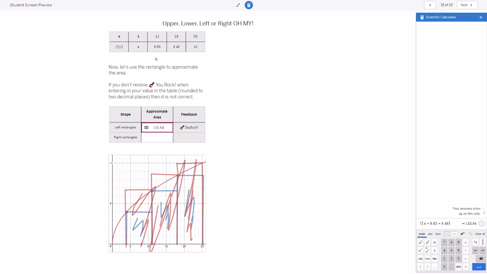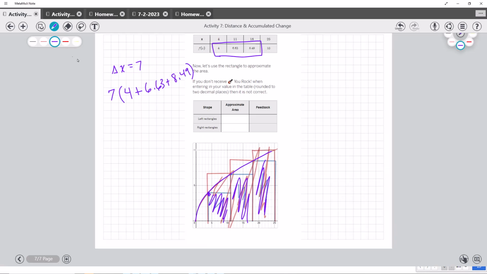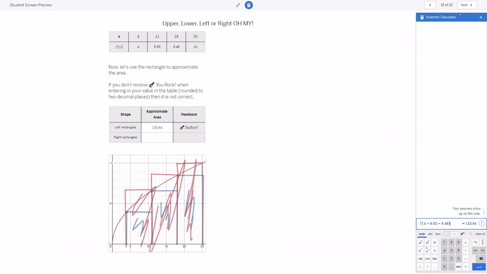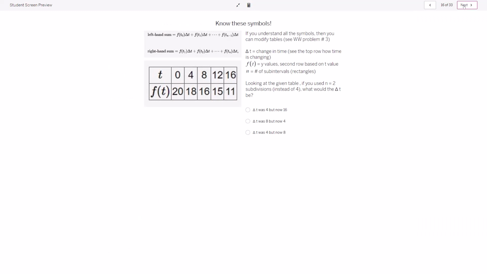And then you're going to just do the same thing, but instead of starting at 4, looking here, you're going to start at 6.63, add 8.49, and then add 10. So I will leave that up to you to finish that.